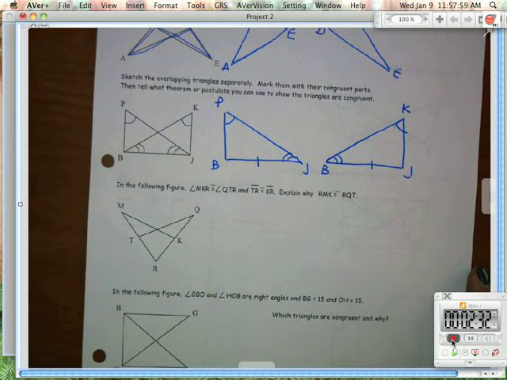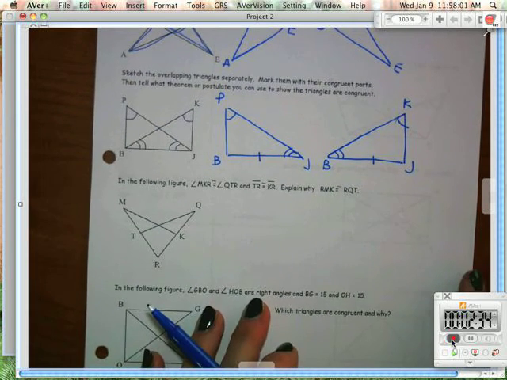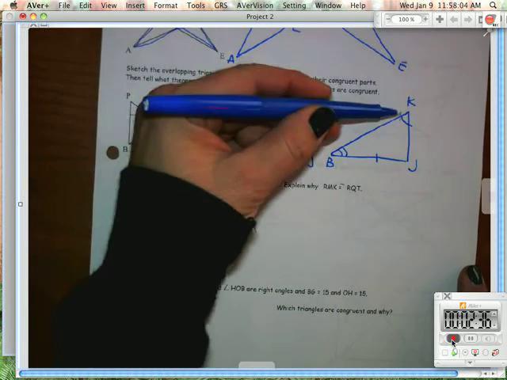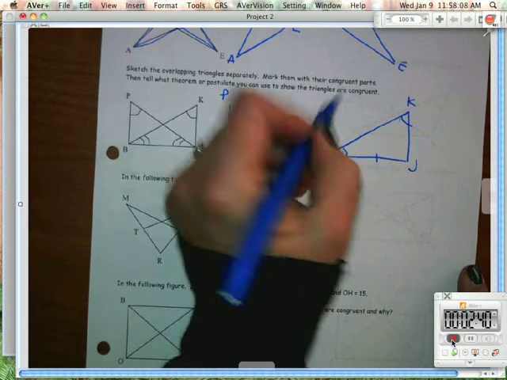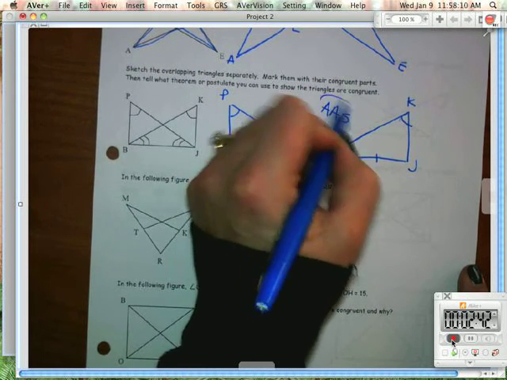Alright, what theorem or postulate would we use to show that they're congruent? So if you just look at this one here, we have angle, angle, side. Angle, angle, side is what we would use.